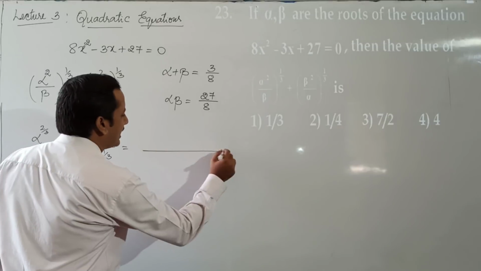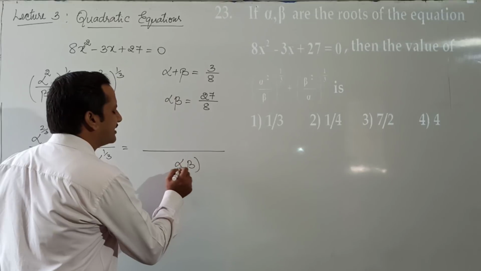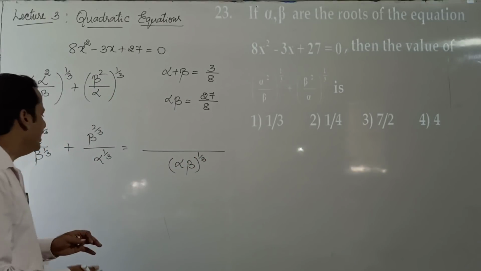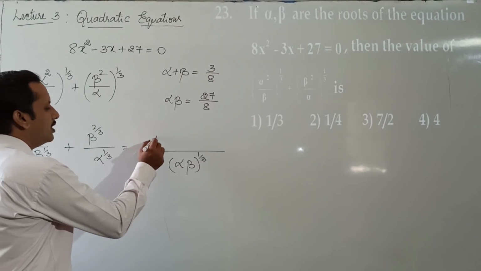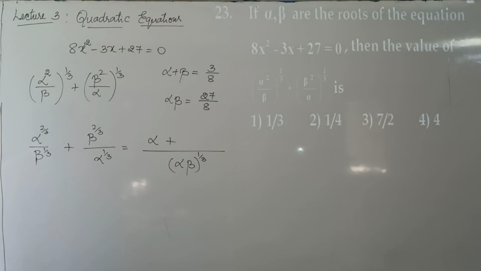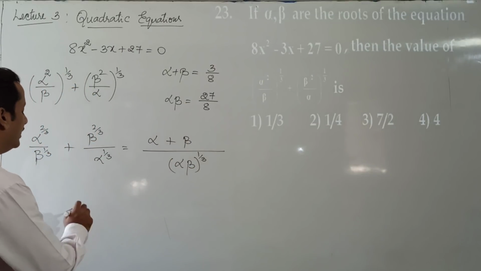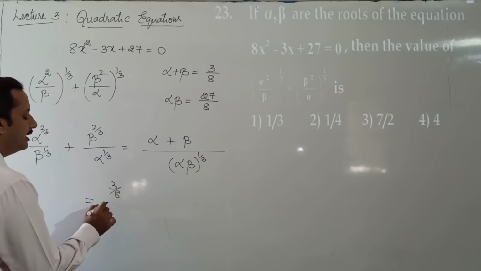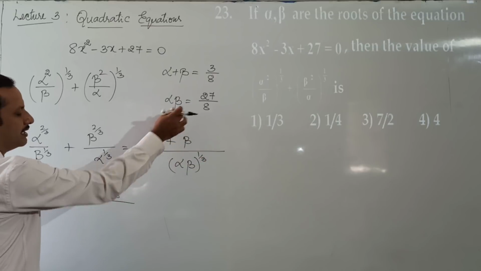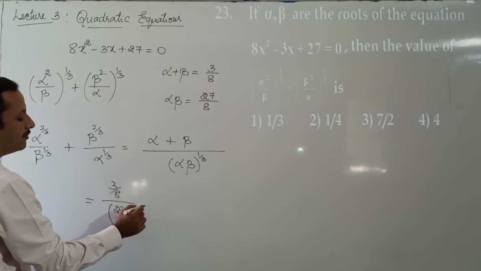That's equal. Now I take LCM. LCM is beta power 1 by 3 into alpha power 1 by 3. Together I write it as (alpha beta) to the power 1 by 3. Numerator will be alpha power 2 by 3 into alpha power 1 by 3, which is equal to alpha. Alpha power 2 by 3 plus 1 by 3 we get, which is 3 by 3, that's 1. Plus beta power 2 by 3 into beta power 1 by 3, that is equal to beta. Then that's equal to alpha plus beta, we already know, 3 by 8 divided by (alpha beta) to the power 1 by 3. Alpha beta is (27 by 8) to the power 1 by 3.